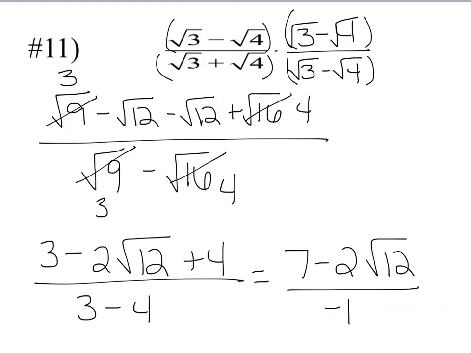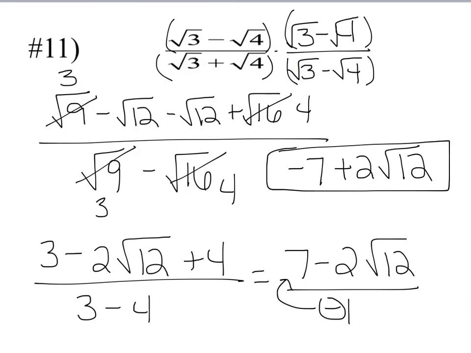So here we've got 3 plus 4 is 7 minus 2 square root of 12 over 3 minus 4 is negative 1. You never want to leave a negative in the denominator like that. So we're going to go ahead and take our negative and put it in the numerator, but that means I have to change all of my signs. This is the answer on the study guide. However, you should technically reduce the square root of 12, but you don't have to because the study guide stopped there.